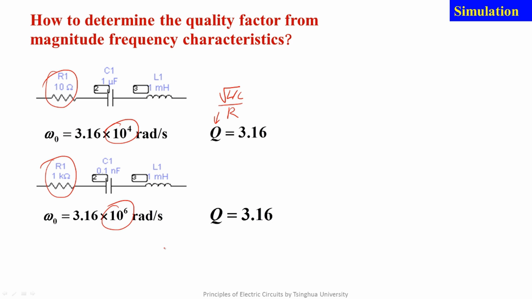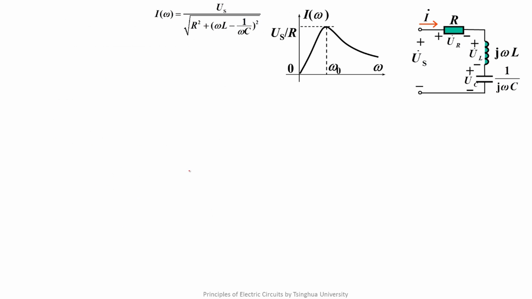In order to reflect their quality factor in the magnitude frequency characteristic, we should do normalization, not only to the horizontal axis, but also to the vertical axis of the frequency characteristic. Okay, let's start the normalization. The resistances in different RLC series resonant circuits are different, so the maximum values on the vertical axis are different, which makes different RLC series resonant circuits unable to be compared with each other.